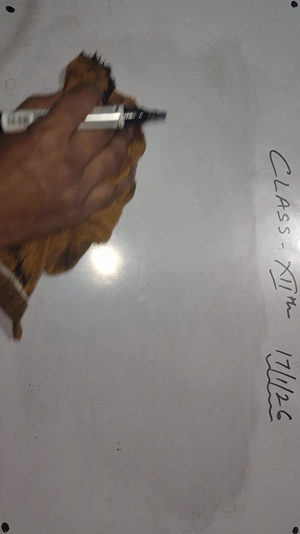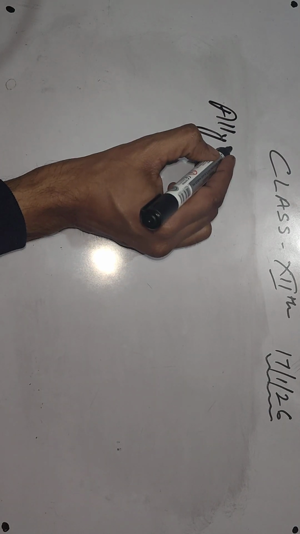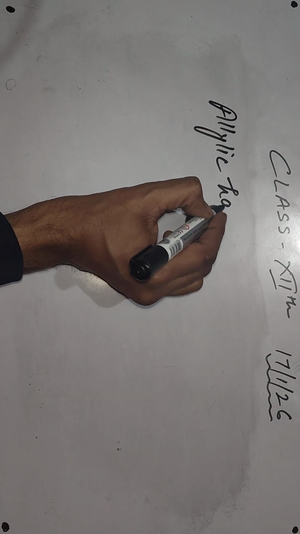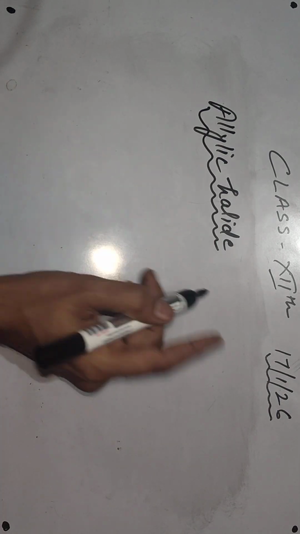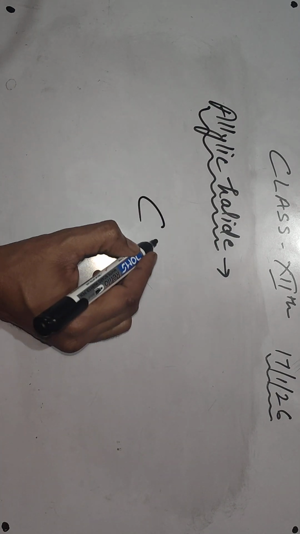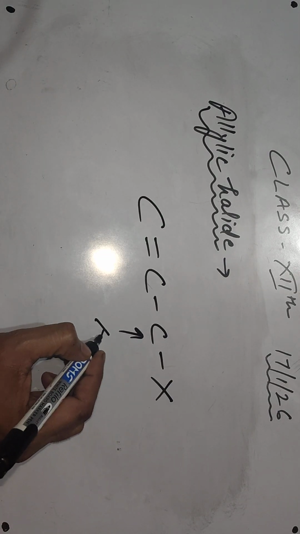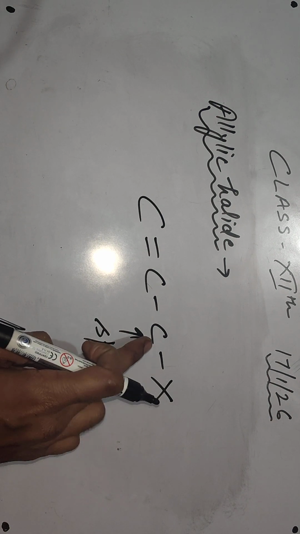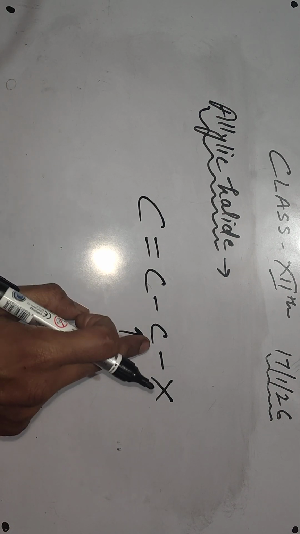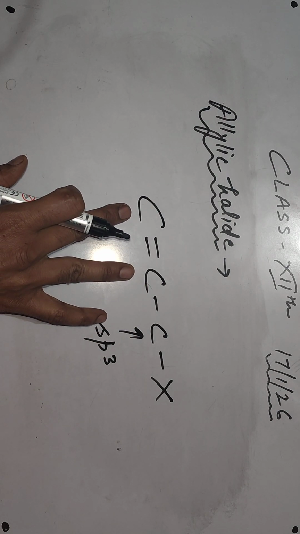Some more types of halides are available. Allylic halide. What is the condition of allylic halide? This is the condition. X should be connected to the carbon whose hybridization is sp3, and that sp3 hybridized carbon should be directly connected with double bonded carbons, alkene carbons.